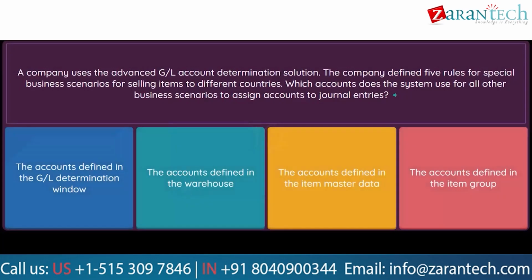Question: A company uses the advanced G/L account determination solution. The company defined 5 rules for special business scenarios for selling items to different countries. Which accounts does the system use for all other business scenarios to assign accounts to journal entries? Option 1: The accounts defined in the G/L determination window. Option 2: The accounts defined in the warehouse. Option 3: The accounts defined in the item master data. Option 4: The accounts defined in the item group.